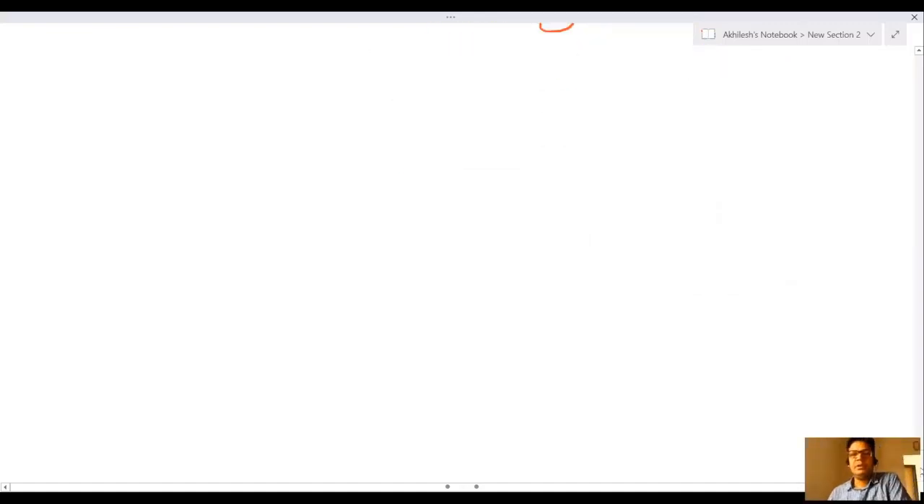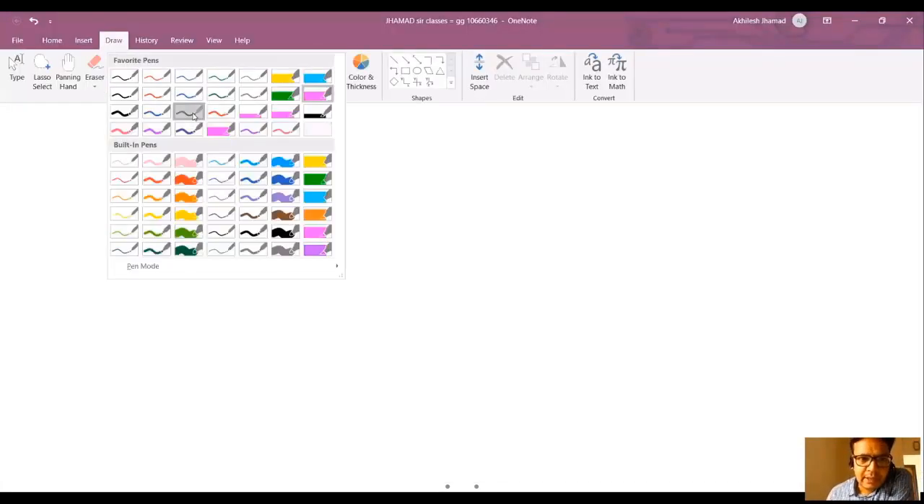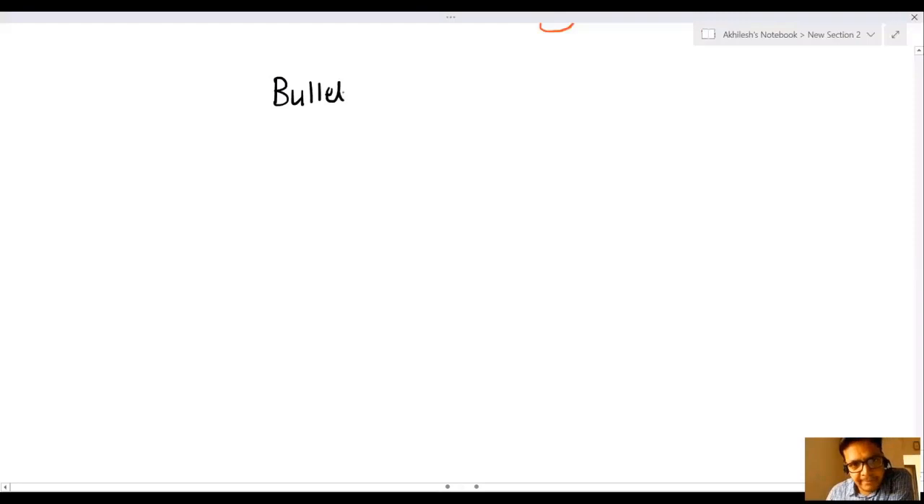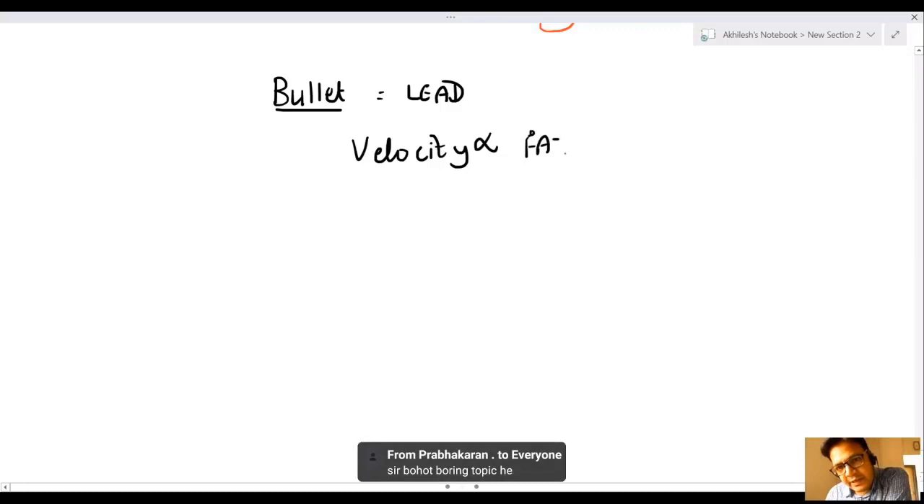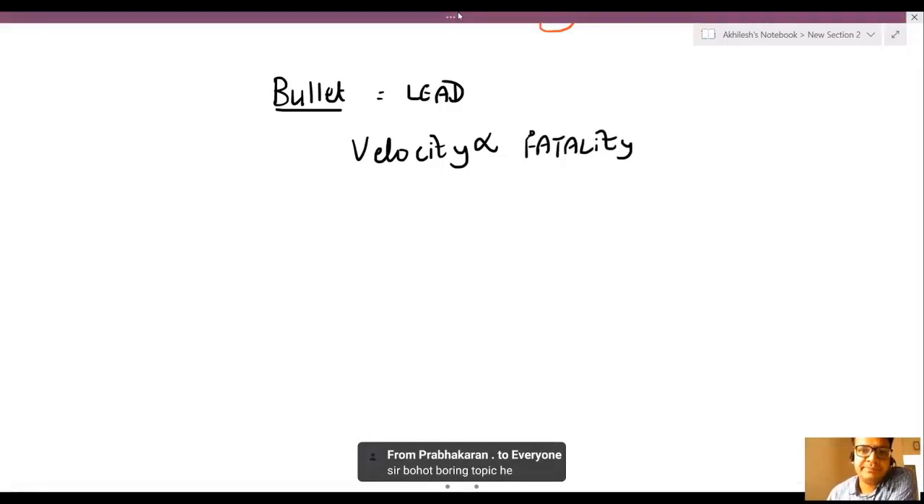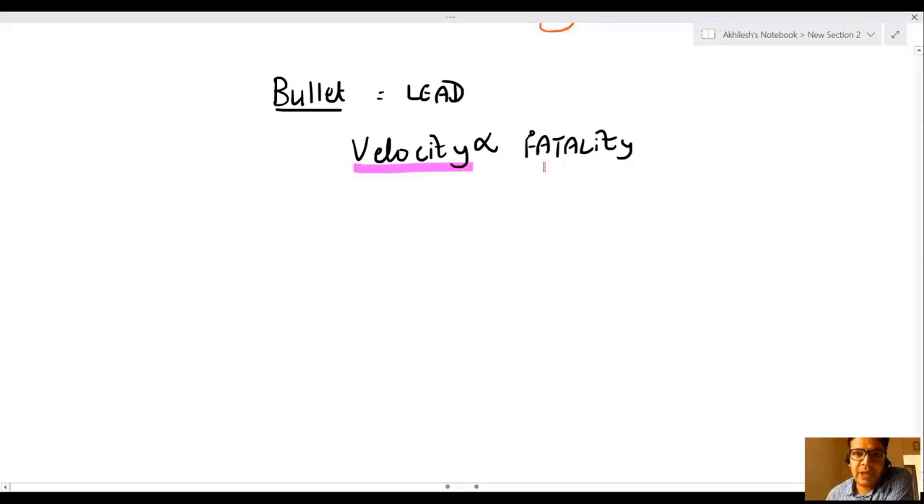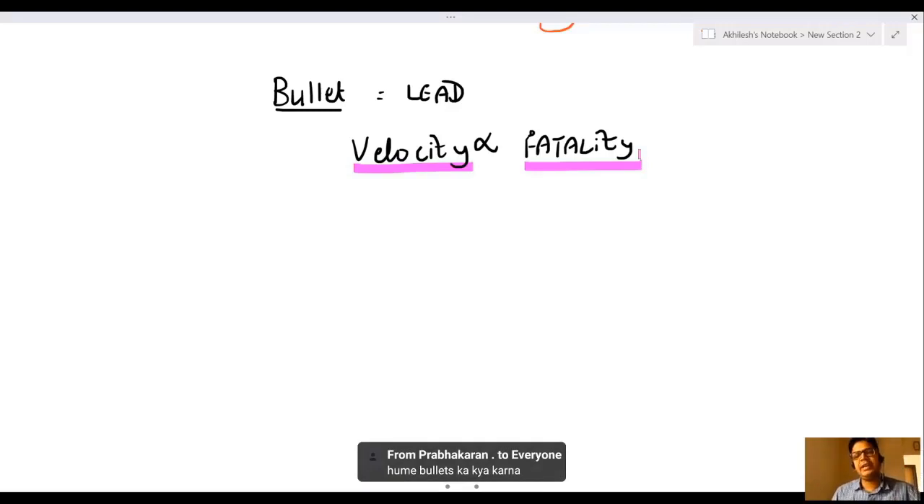Now, bullet. As I told you, bullet is composed of lead. Velocity of bullet is directly proportional to fatality of bullet.